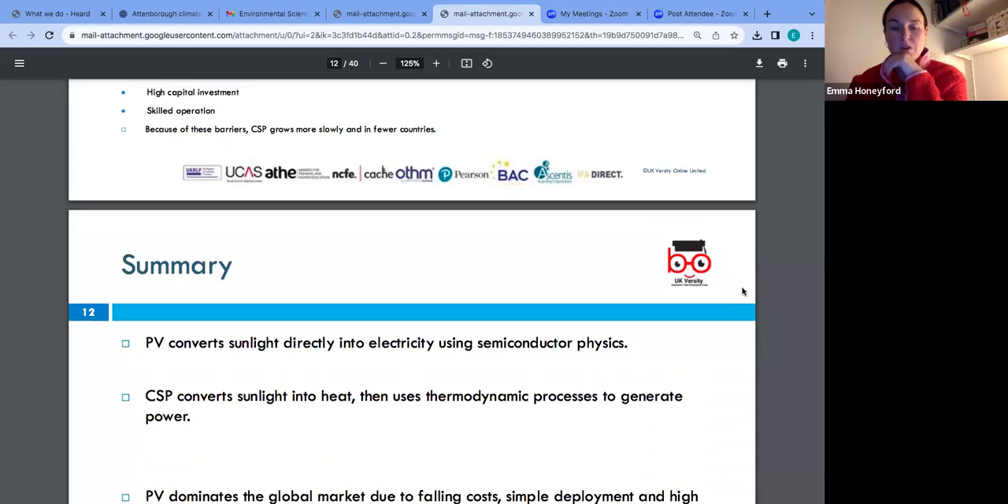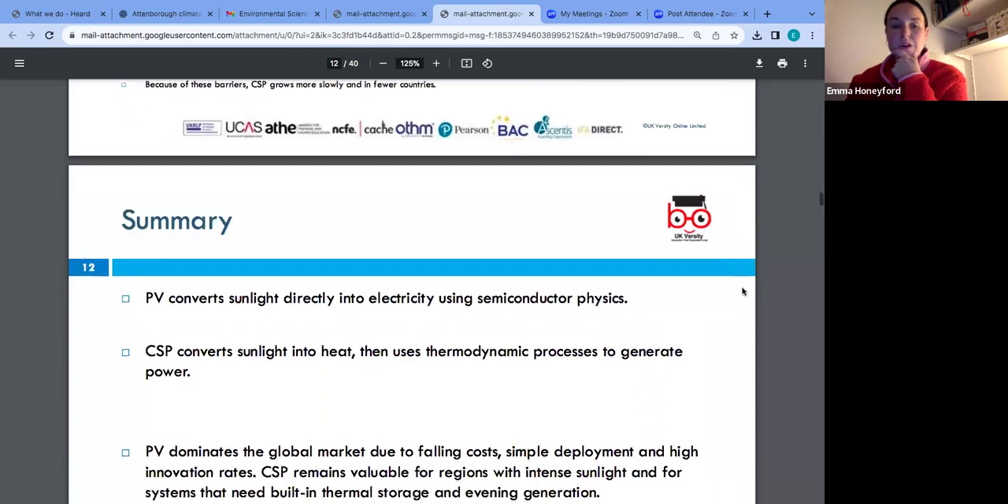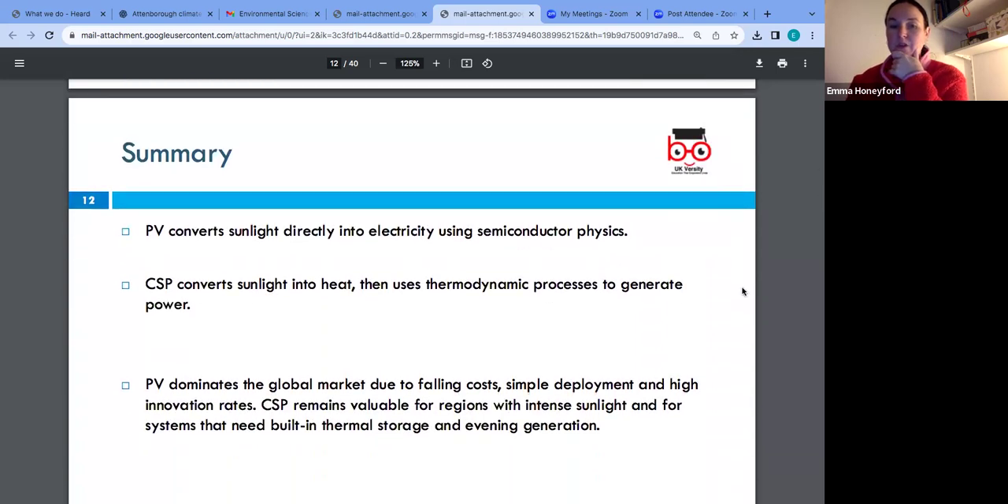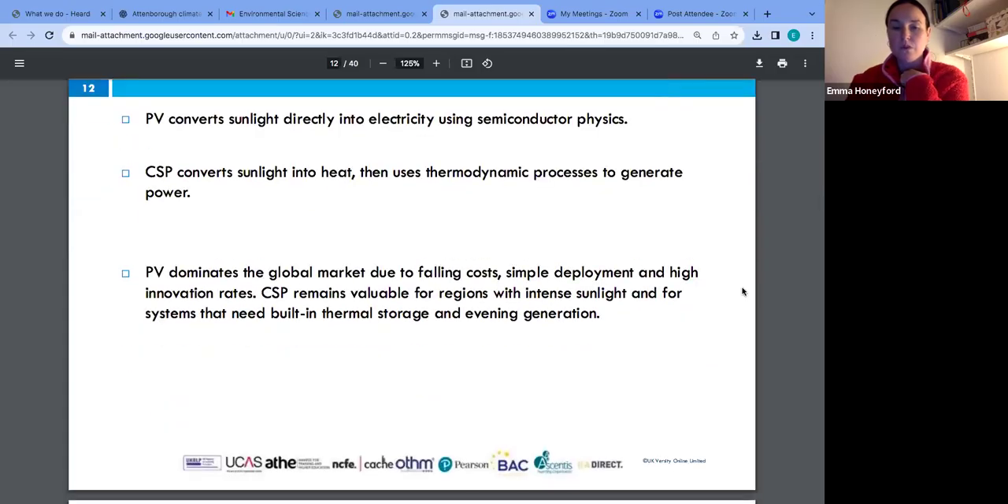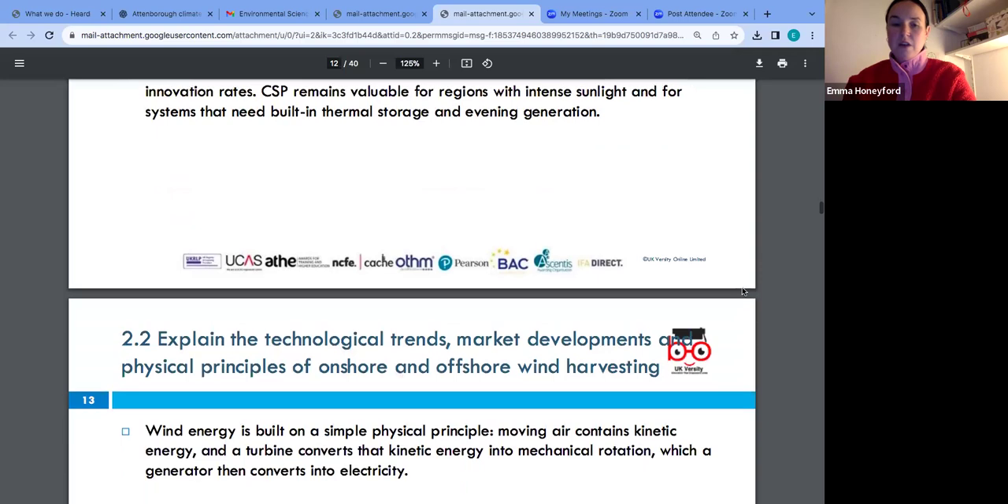So just to summarise, PV converts sunlight directly into electricity using semiconductor physics. In contrast, CSP converts sunlight into heat, then uses thermodynamic processes to generate power. Again, just to emphasise, PV dominates the global market due to falling costs, simple deployment and high innovation rates. CSP remains valuable for regions with intense sunlight and for systems that need built-in thermal storage and evening generation.